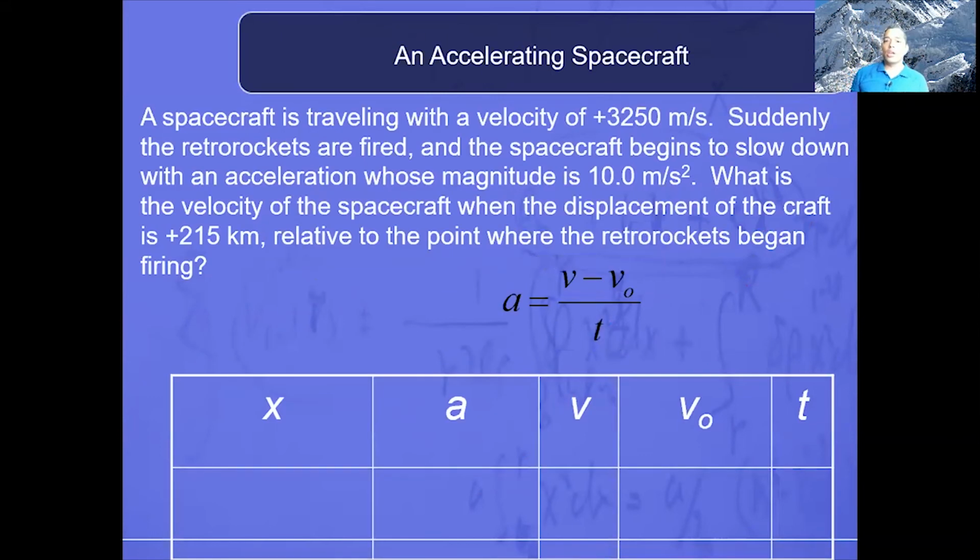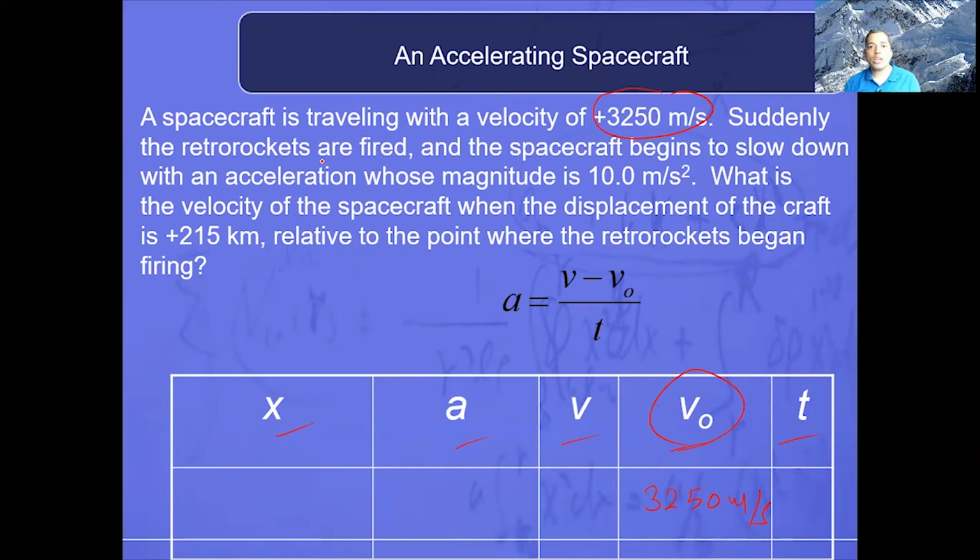All right, let's do one problem here. A spacecraft is traveling with a velocity of 3250 meters per second. So this is the initial velocity, okay? You can make a table like this because you need 5, right? x, a, v, v0, t. Then what is the initial velocity? A spacecraft is traveling with this velocity, meaning in the beginning it is traveling. That's the initial velocity. That's why 3250 meters per second is the initial velocity.